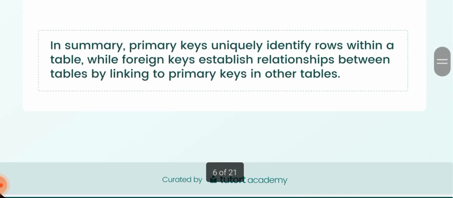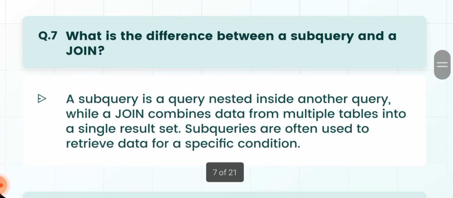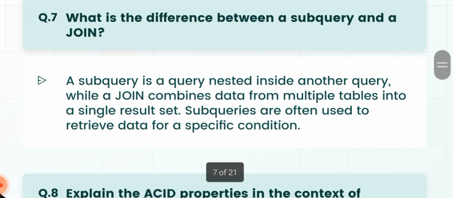In summary, primary keys uniquely identify rows within a table, while foreign keys establish relationships between tables by linking to primary keys in other tables. Question number 7. What is the difference between a subquery and a join? A subquery is a query nested inside another query, while a join combines data from multiple tables into a single result set. Subqueries are often used to retrieve the data based on a specific condition.